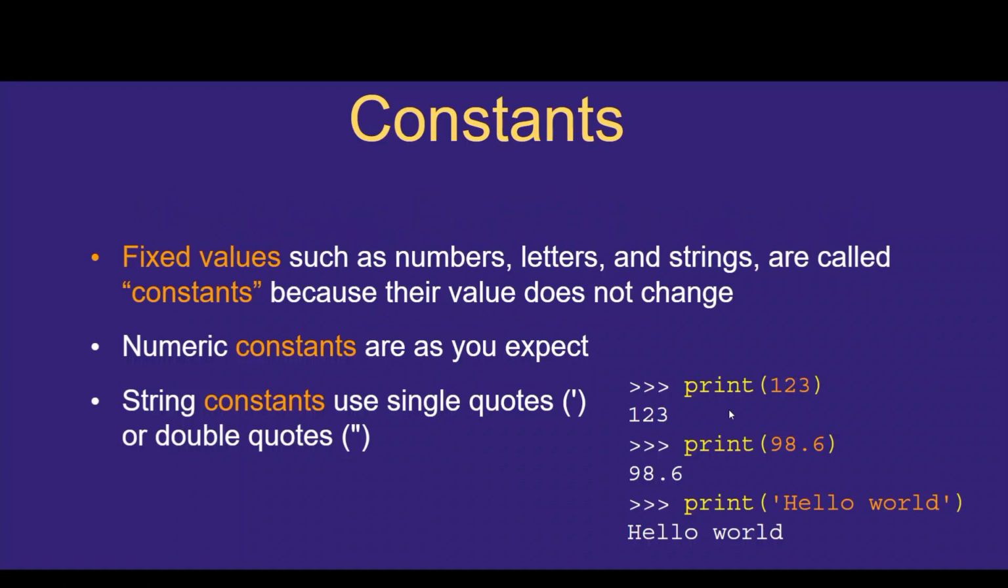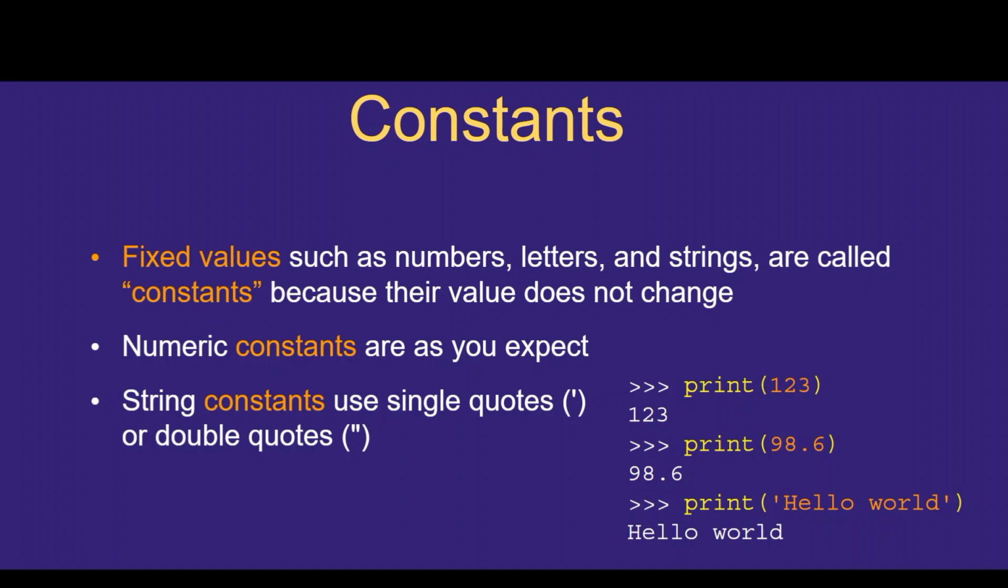Variables can be said to be, we have constants and we have variables. Fixed values are called constants, such as numbers, letters, and strings. Can you say constants? Yes. So I'll give you this illustration to show you what a constant is all about.